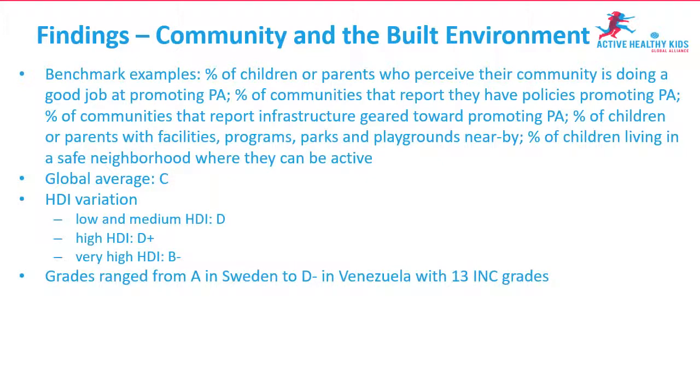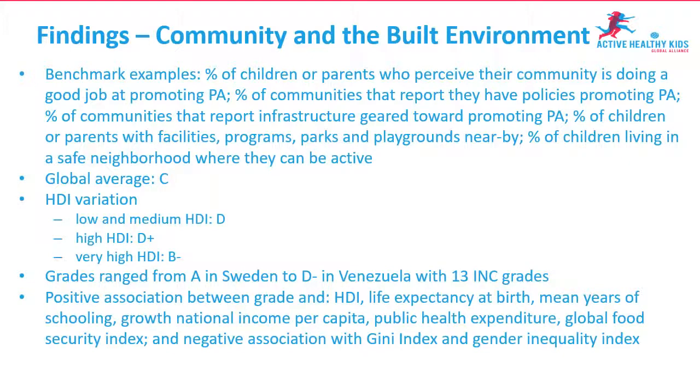The grades ranged from an A in Sweden to a D- in Venezuela, with 13 incomplete grades. There was a positive association between grade and a whole bunch of things: Human Development Index, life expectancy at birth, mean years of schooling, gross national income per capita, public health expenditure, global food security index, and a negative correlation, as seen with the others, with the Gini index and gender inequality index.